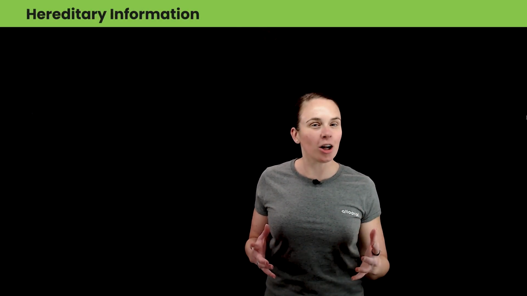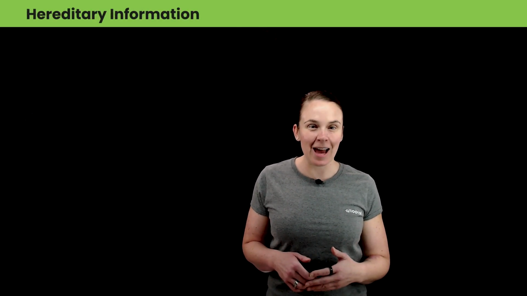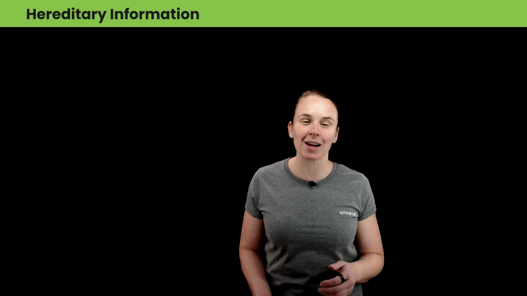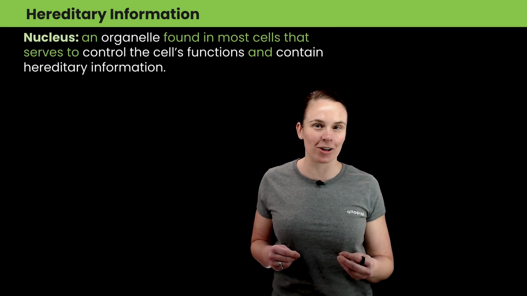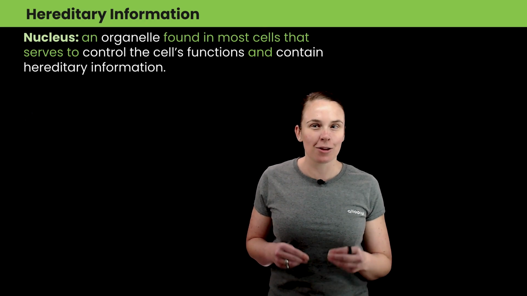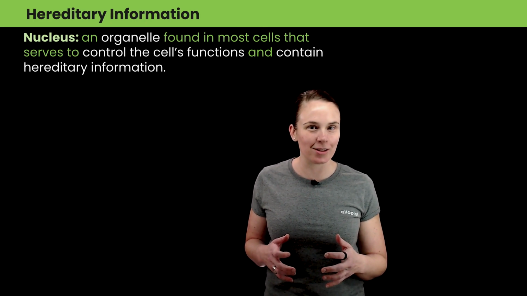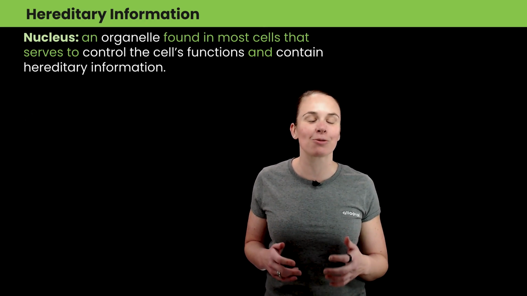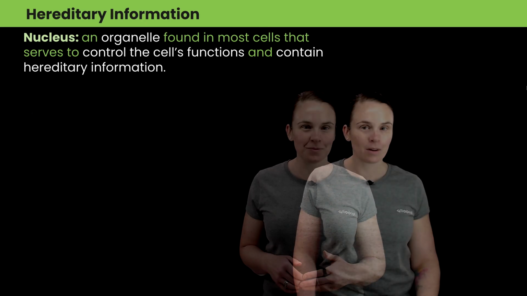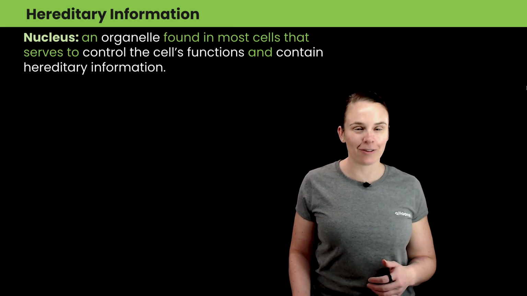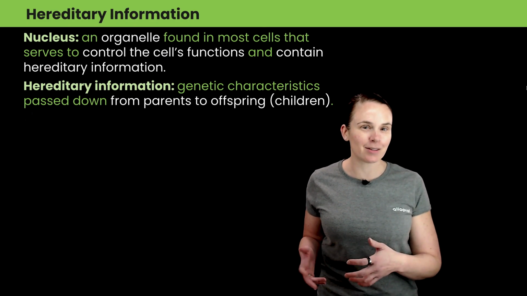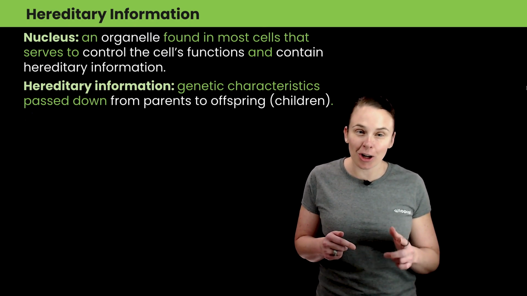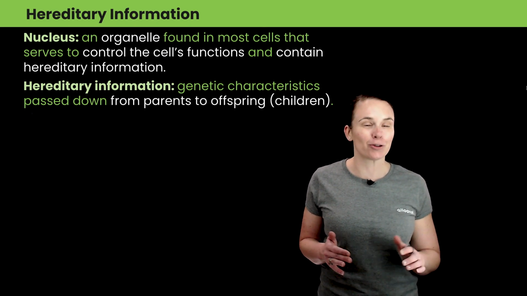You might remember that all living things are made of cells. And most animal and plant cells contain a nucleus. And the nucleus is really cool because it has two primary functions, two big roles in the cell. The first is to control the cell's functions, and the second is that it contains hereditary information. So what is hereditary information? Well, it's genetic characteristics that are passed down from parents to offspring. And just so you know, offspring is another word for children.